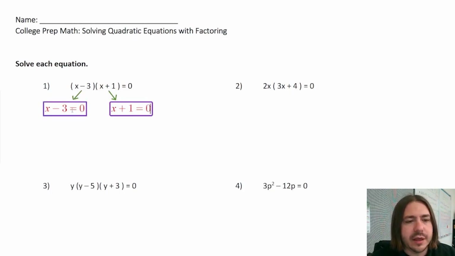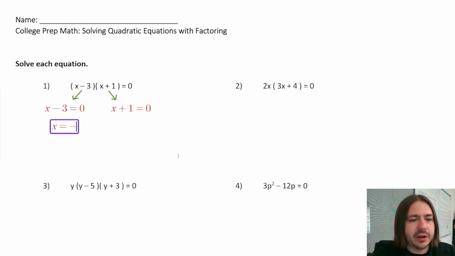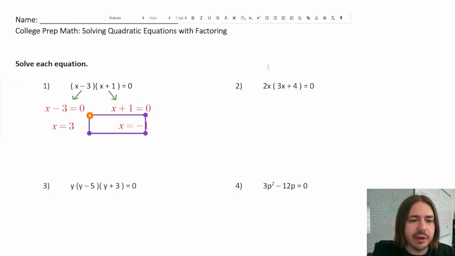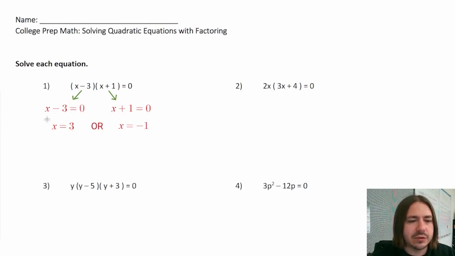And so we know at least one of these has to be 0 because, like I mentioned earlier, the zero product property guarantees that one of these numbers has to be 0 in order for the product to equal 0. So let's go ahead and add 3 to both sides here, and we get x equals 3. And for this one over here, we'll subtract 1 from both sides, and we'll get x equals negative 1. So we really get two possible solutions here. If we plug in either of these two numbers back into the original equation, we will get a true statement. We can say that x equals 3 or x equals negative 1.